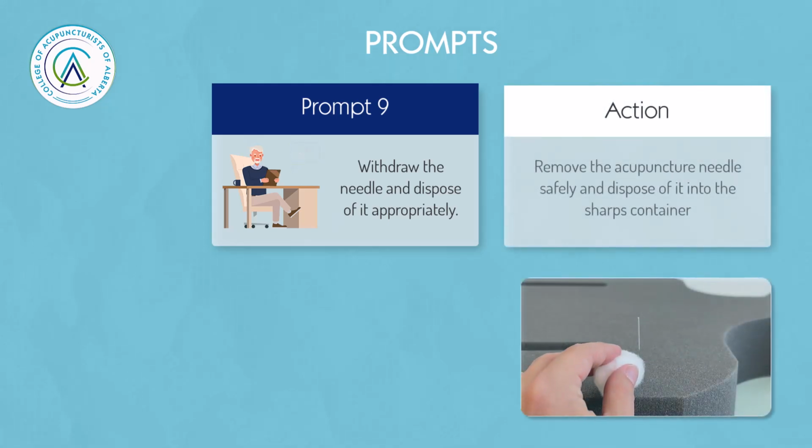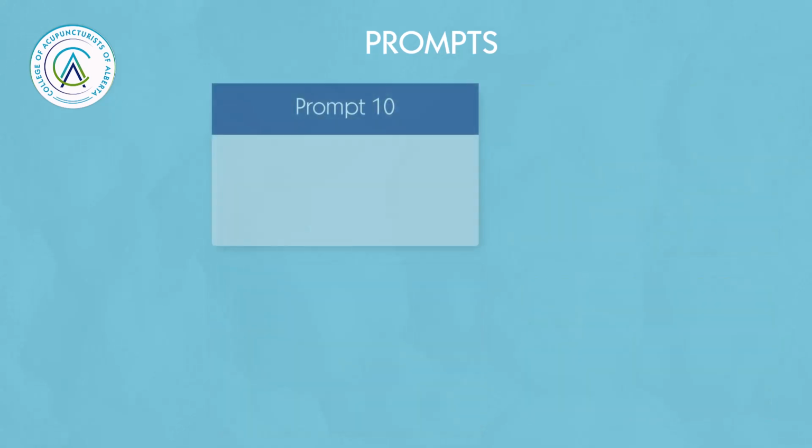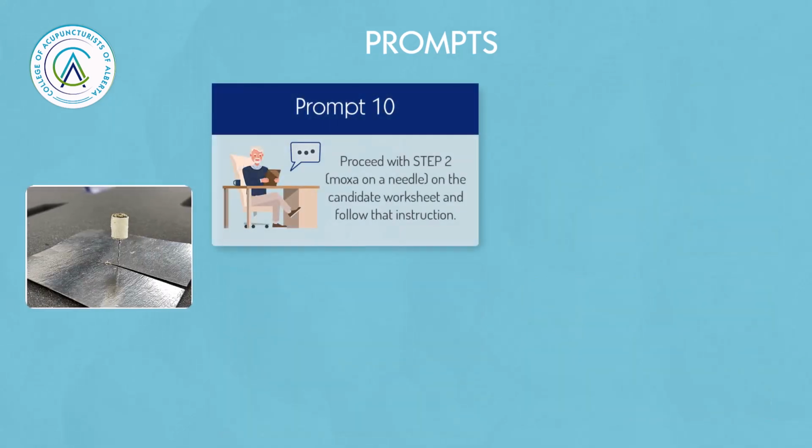Action: remove the acupuncture needle safely and dispose of it into the sharps container. Error: it is considered an error if the needle is not disposed of appropriately. Prompt: proceed with Step 2, Moxa on a needle, on the candidate worksheet and follow that instruction.